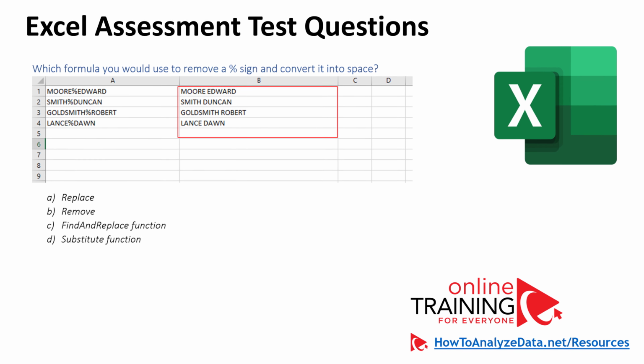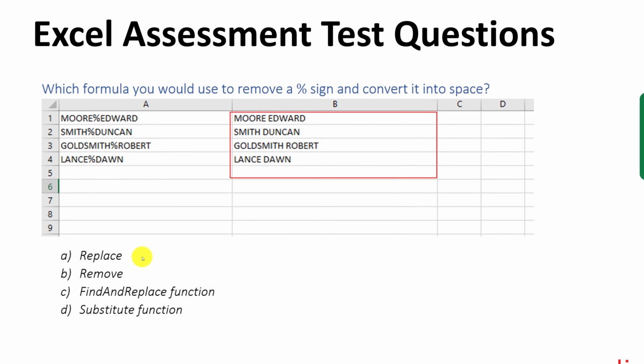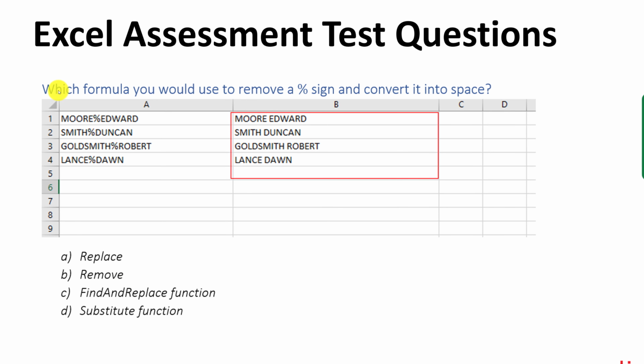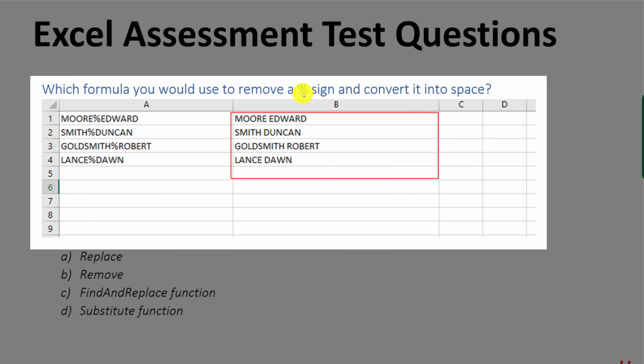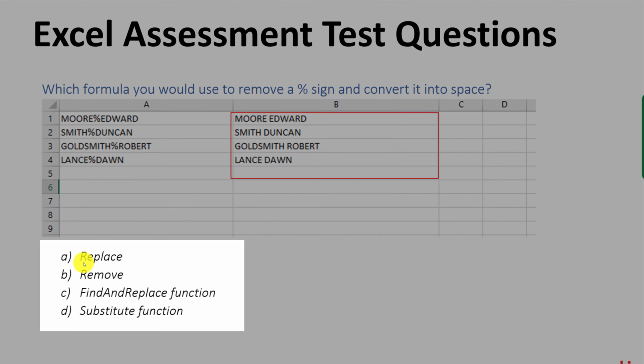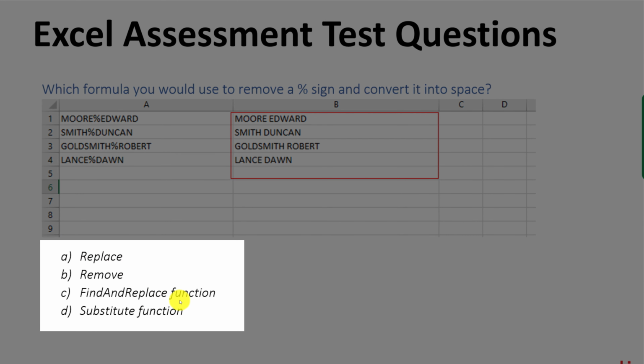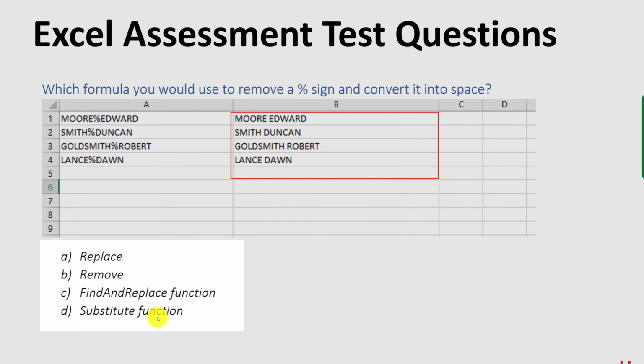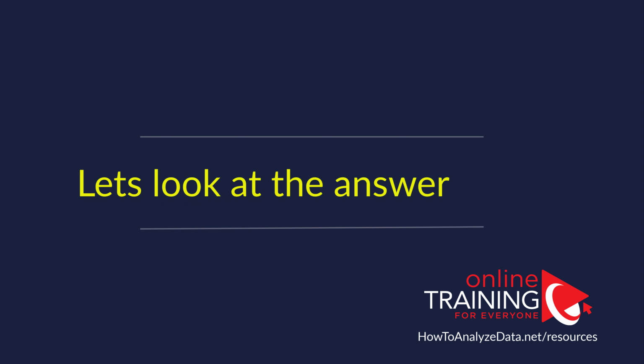Very often, you might be asked a question on how to perform a specific function in Excel. For example, in this question, which formula would you use to remove a percentage sign and convert it into a space. In the example given, you see that in column A, there are values that have a percentage sign in between the words. And in column B, the values already replaced the percentage sign with the space sign. And the choices presented are replace, remove, find and replace function, and substitute function. So which one would you choose?